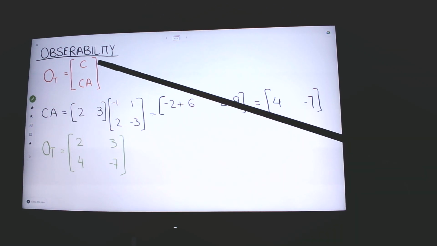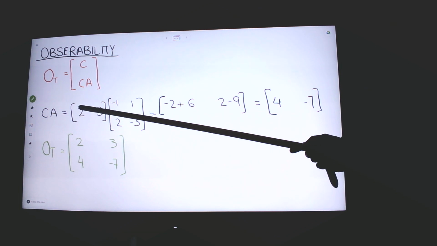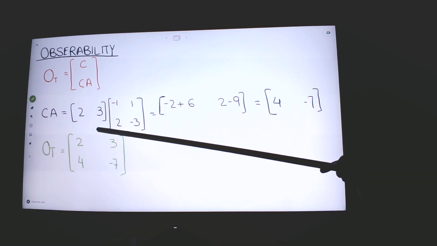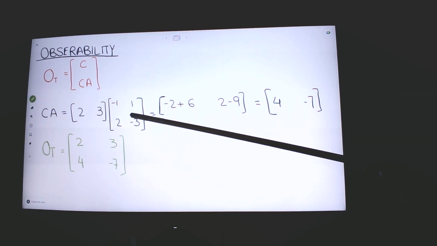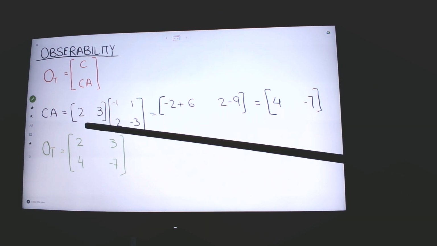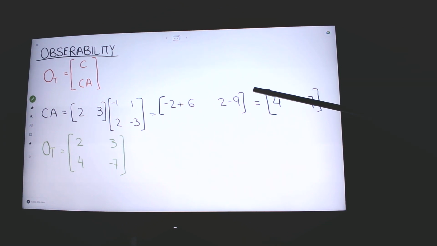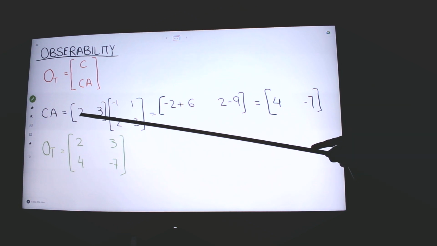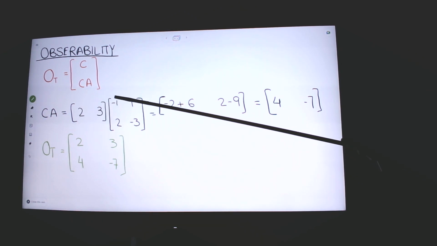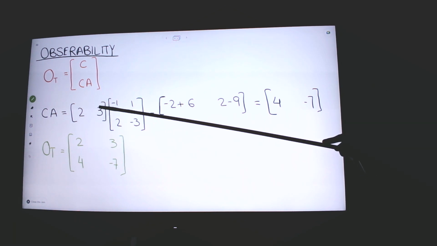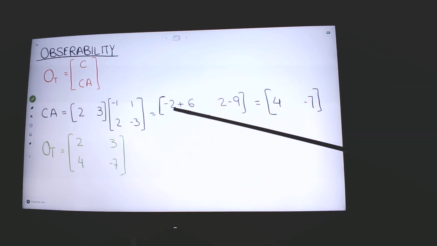Then I multiply. Before I multiply, I need to see how many rows there are. 1 row, 2 columns, and that's 2 rows, 2 columns. So yes, I can multiply them, and the answer will be 1 row, 2 columns. When you multiply, this is how you do it: 2 times minus 1, which is minus 2, and 3 times 2, which is 6. Minus 2 plus 6 will give me a 4.